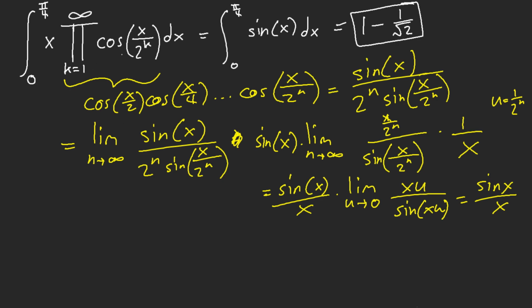Alright, so that's how you solve this pi product. You generalize it, you take the limit, using a baby limit that we already know, and then it equals sine of x over x.